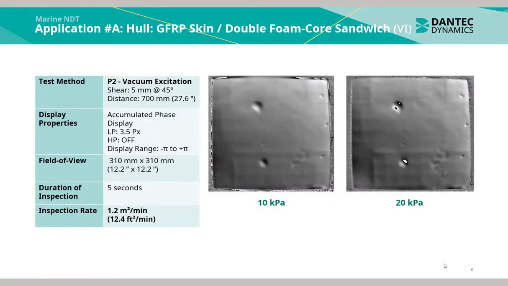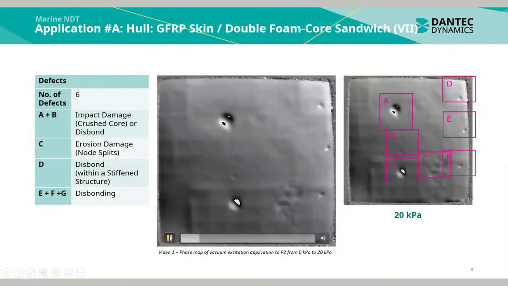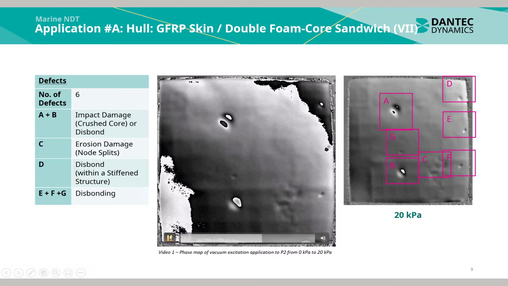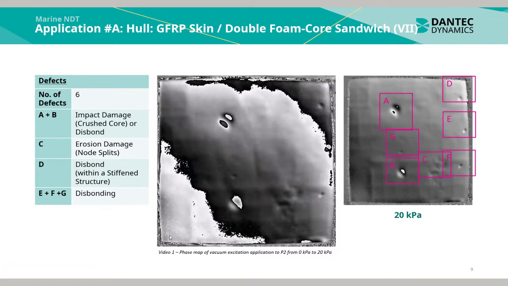Using vacuum ambient excitation with a pressure differential of 10 kilopascals and 20 kilopascals, it is quite clear that there are more defects and also stiffened structures beneath the component surface. Here is a video of the phase map of vacuum excitation application to P2 from 0 kilopascals to 20 kilopascals. We can see 6 indications.